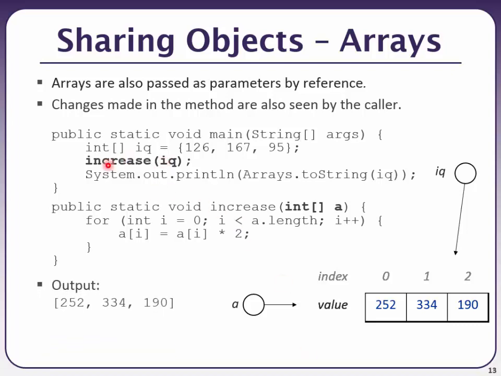And when we come back after executing the increase method, we come back here and we display, pretty much using the same trick as before, the content of the array referenced by the variable IQ. Well, this is the output we are going to get on the screen. Okay, so we effectively passed a reference to the array. So I said the first thing you need to understand is this sharing mechanism. Okay, so passing by value versus passing by reference.